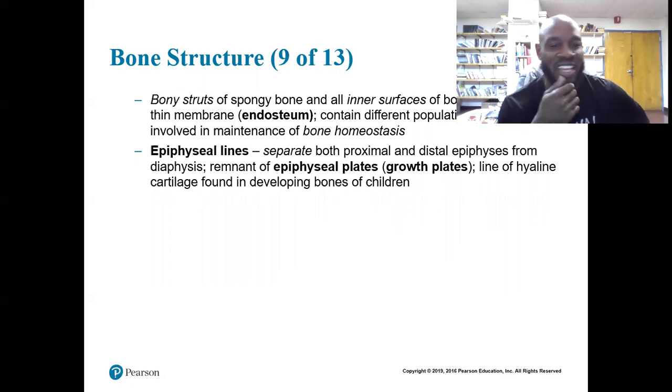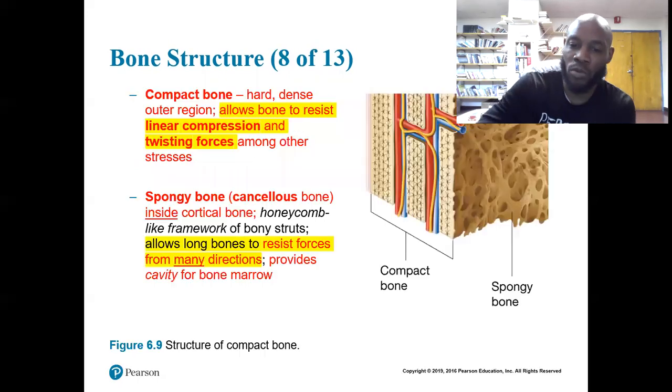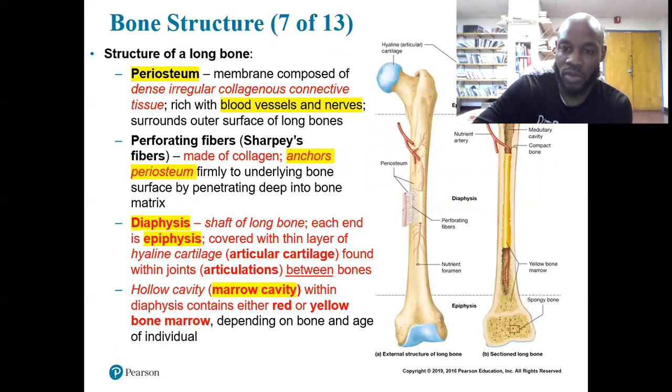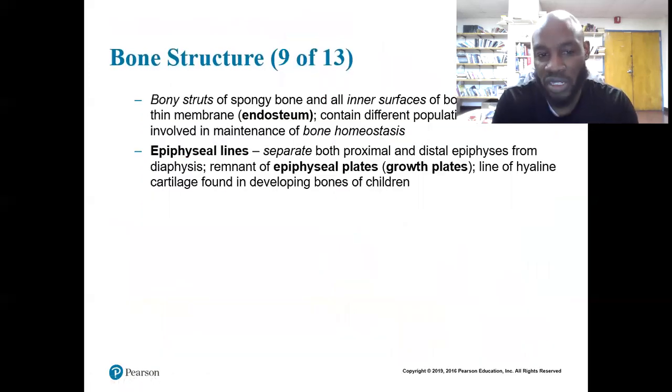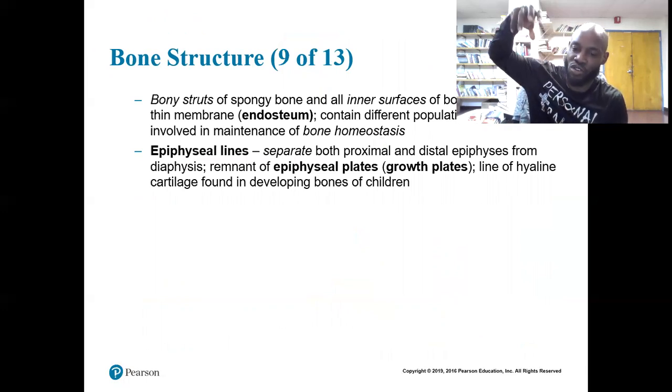And then we also have this epiphyseal line, right? It separates the proximal and distal epiphysis from the diaphysis. So going back to this, the diaphysis is the long shaft. The epiphysis is the end, and between the epiphysis and the diaphysis, we call the epiphyseal line. That's going to be important because that's where our growth plates are, right? So our bone is going to grow this way, primarily.